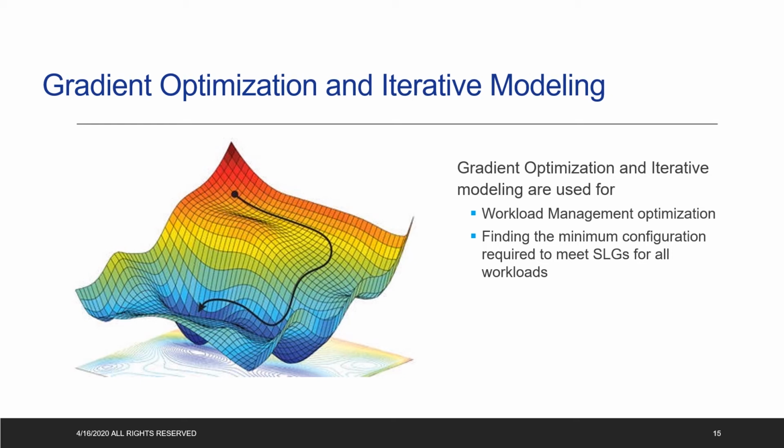So to answer this type of question, we use optimization technology, which allows us to run models multiple times, iteratively, and evaluate different options, and move to the most optimal set of parameters which help to satisfy service level goals without adding additional resources. So the goal here is to use gradient optimization to run models multiple times and find the optimal workload management parameters and the minimum configuration which will be required to meet service level goals without adding additional resources.